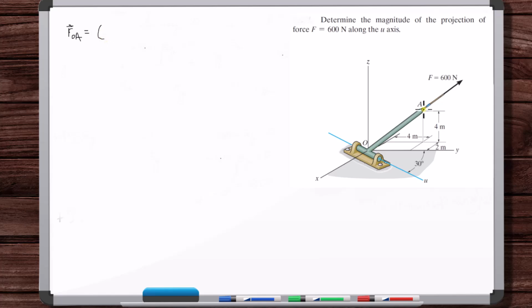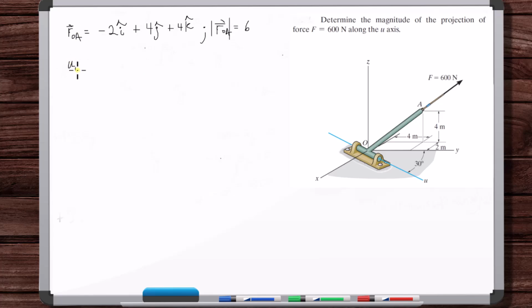So, X_A is -2, and O is at the origin, so we just need the coordinates of A. So r_OA is -2i hat plus 4j hat plus 4k hat. The magnitude of r_OA is the square root of 4 plus 16 plus 16, so that's the square root of 36, which is 6.